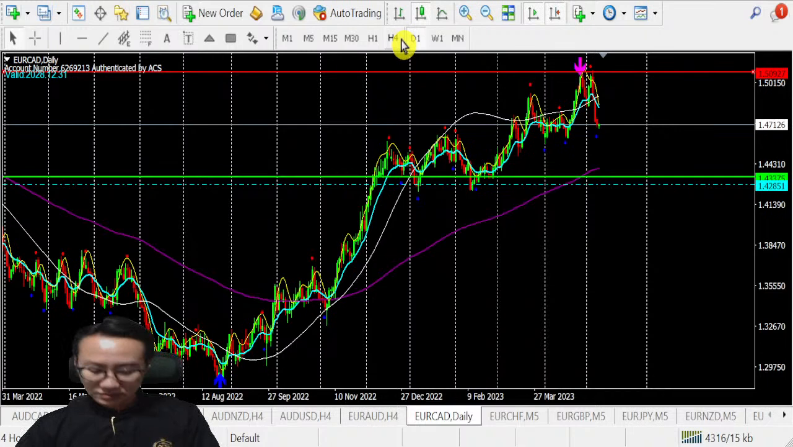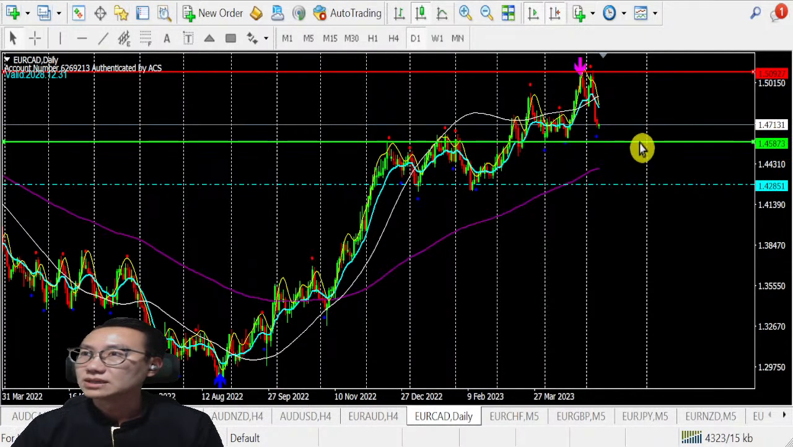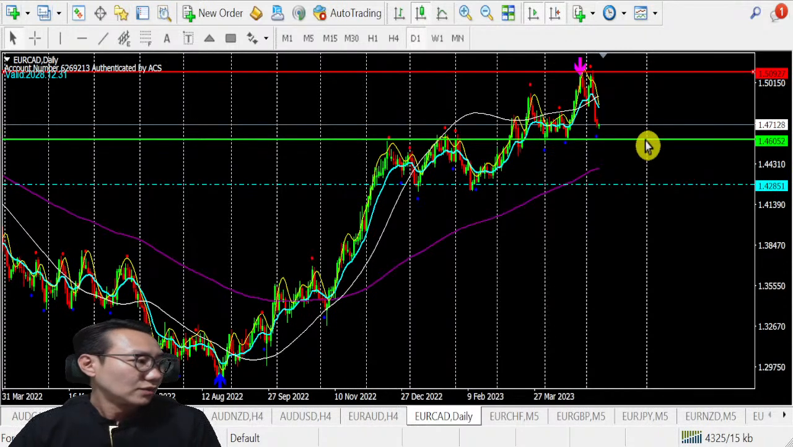By looking into this, it also means that we need to make sure that the selling is still in the momentum to sell further down. Then we can take a look at the support over here. That's for the Euro CAD.